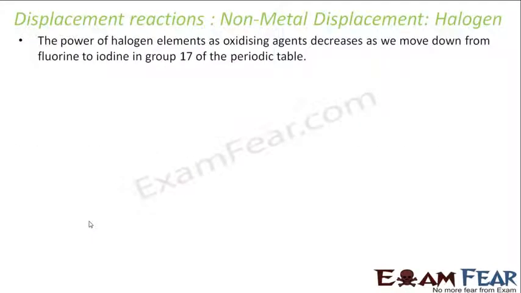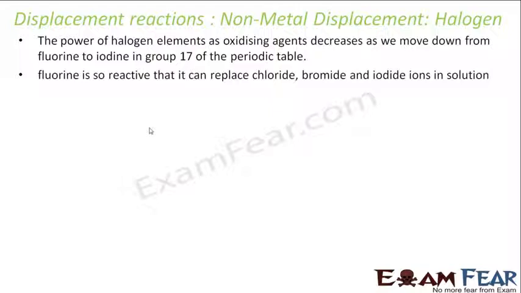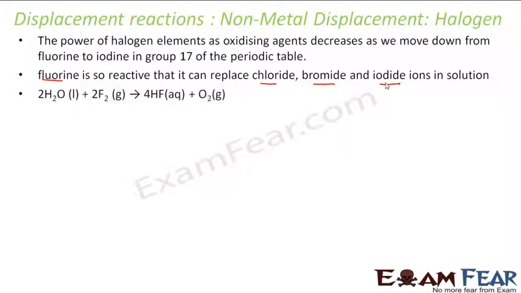In case of halogens, it is a non-metal and it also has the power. It's a good oxidizing agent. If you see, fluorine is very reactive and it can replace chloride, bromide and iodide ions in the solution. For example, if I put fluorine in water, you get HF.